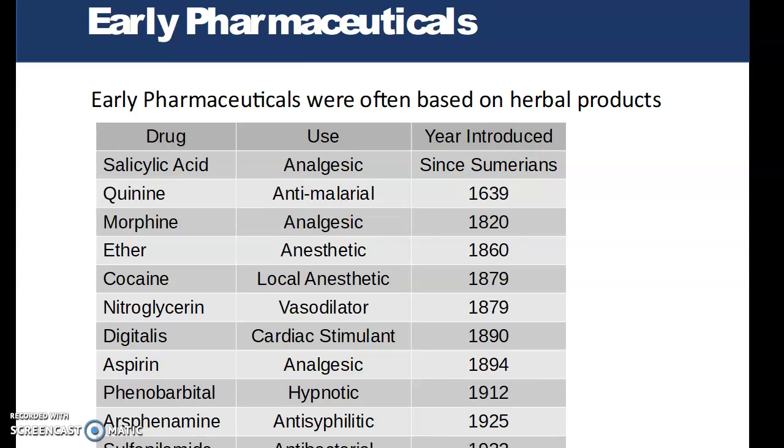Now, early pharmaceuticals were oftentimes based on herbal products. For example, salicylic acid, which we had in our laboratories, as an analgesic, in other words, taking care of pain, has been around since the Sumerians. The Egyptians, the Romans, the Greeks, everybody from the Sumerians on have utilized salicylic acid. Quinine was first established as a specific material that could be used as an antimalarial in the year 1639. Morphine came along as an analgesic in about 1820.